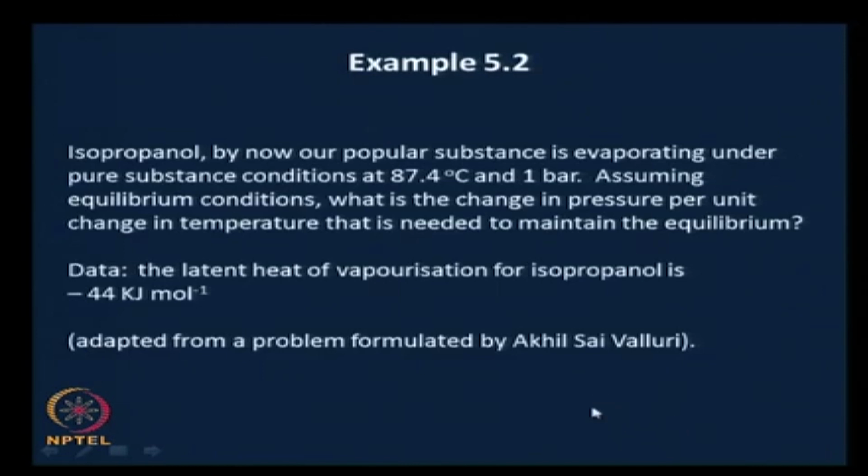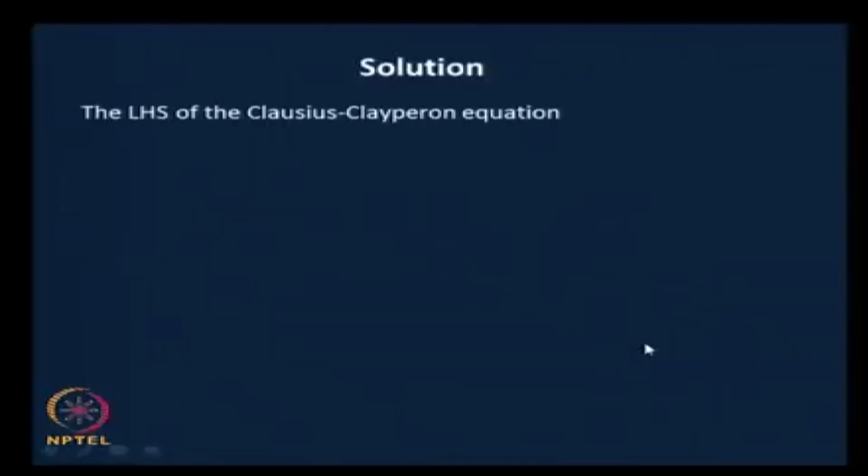Then we worked out a problem involving isopropanol, our popular substance, which is going from the vapor phase to the liquid phase. The solution was detailed. It was quite simple, we had to find dP by dT, and we said that we could find that by using the values of these variables. L and T were given in the problem itself, and delta V was the one that we needed to find out.